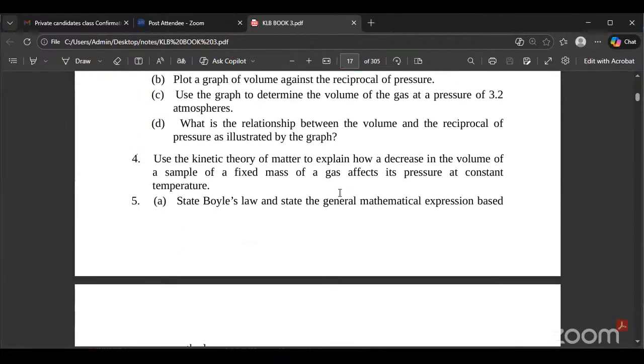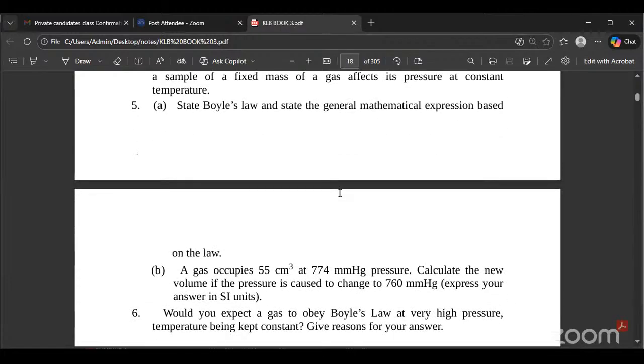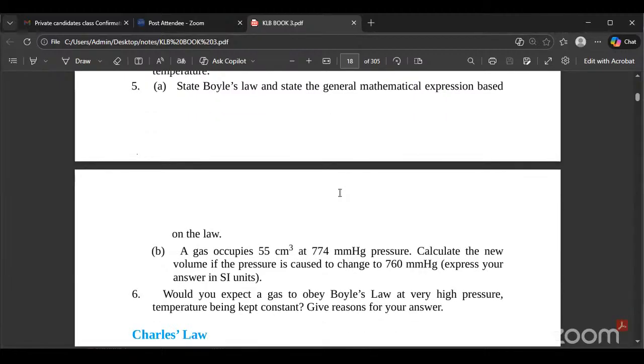Let us do, I don't know if we have another question. It says state Boyle's law, and the general mathematical expression based on the law. So we are not going to do much on that, I've already stated the law. We started with that one. So what we are expected to know is maybe now the mathematical expression, which is P1 V1 is equal to P2 V2.